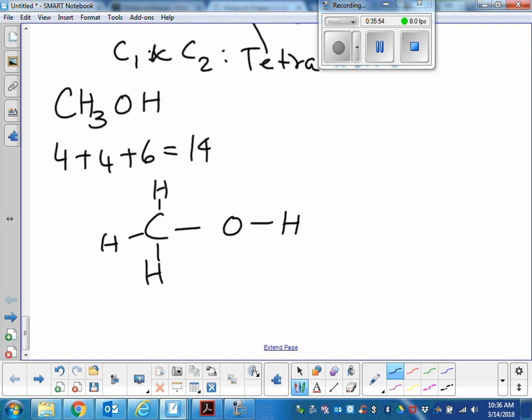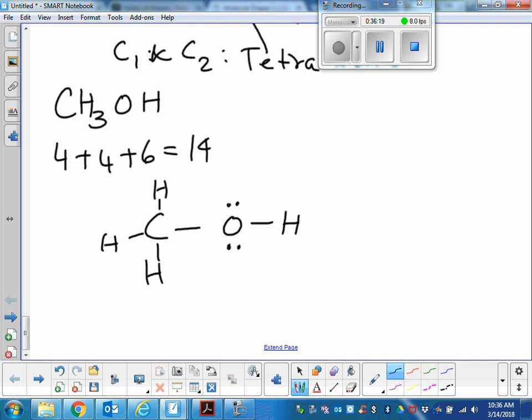What did the HONC rule say? Carbon should have 4 bonds. Oxygen should have, if it has 2 bonds, what else should it have? 2 lone pairs. Let's count. 2, 4, 6, 8, 10, 12, 14. Have I drawn my Lewis-Dot structure?